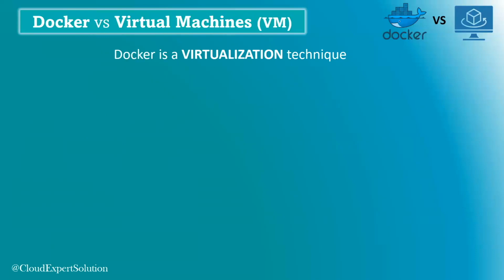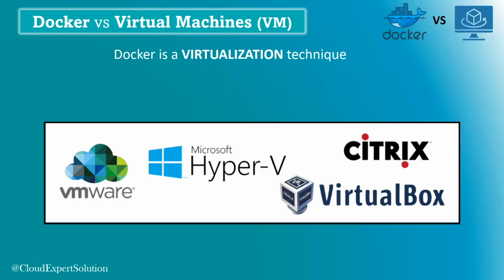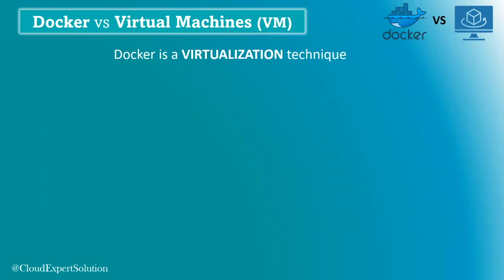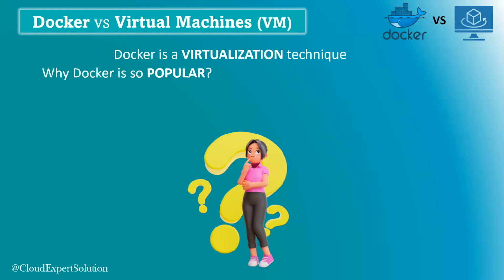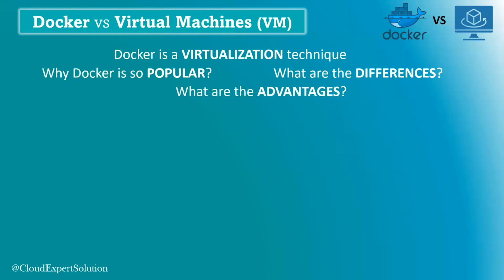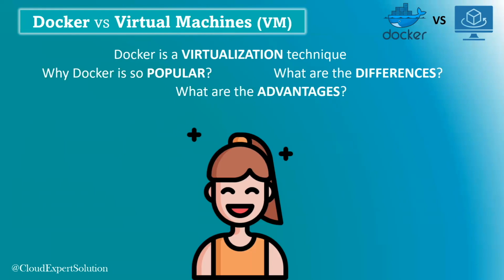Let's review Docker versus virtual machines. While introducing Docker, I mentioned it is a virtualization technique. On the other hand, we have virtual machines. And you all are familiar with key players like VMware vSphere, Citrix, and Microsoft Hyper-V. So, why do we need another virtualization software? Moreover, Docker is very popular nowadays. What is the reason for this popularity? What are the differences between Docker and virtual machines? What are the advantages? We will answer all those questions in this section.